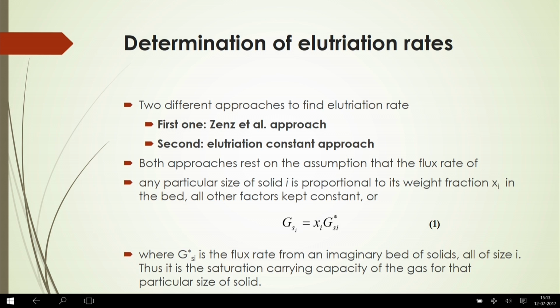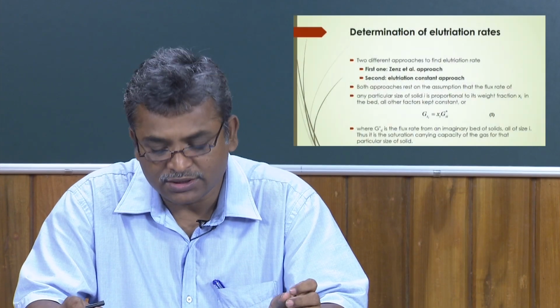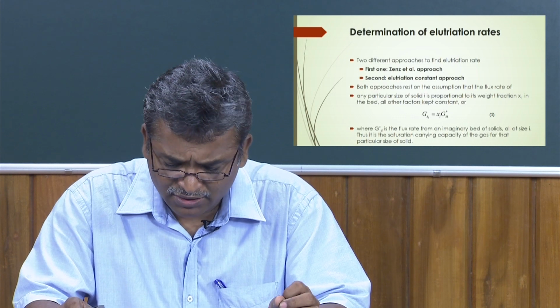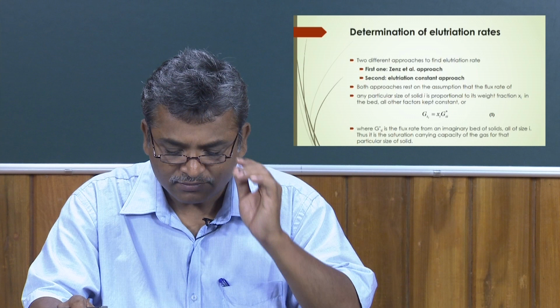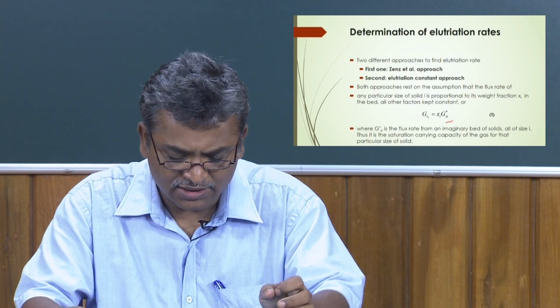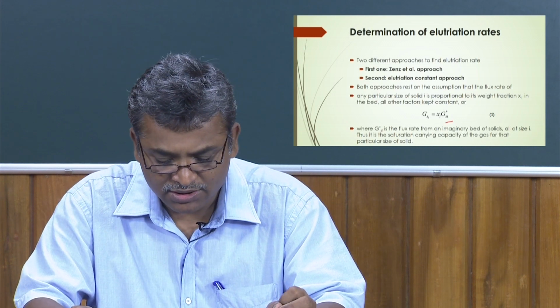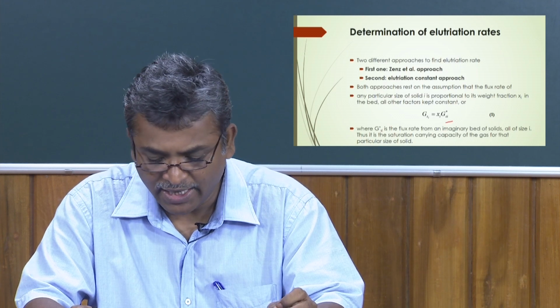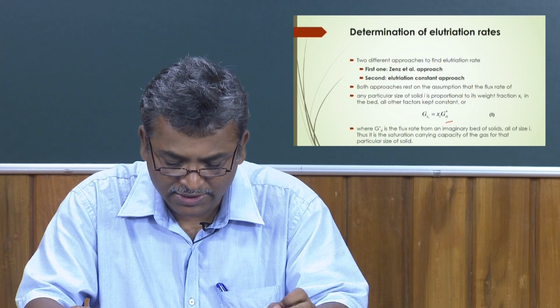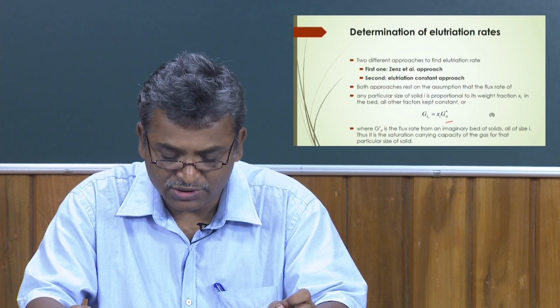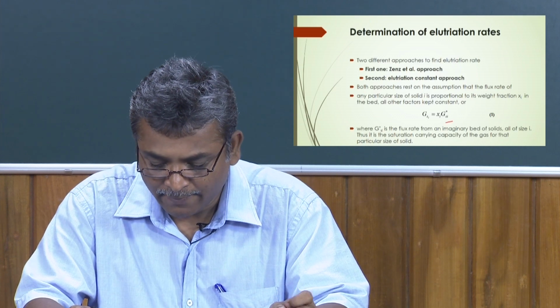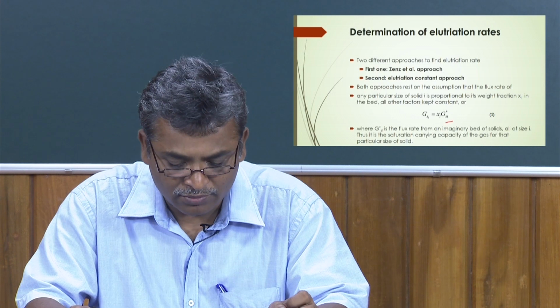For both cases you have to assume that the flux rate of any particular size of solid is proportional to the weight fraction of that particular class of solid in the bed, with all other factors kept constant, and Gsi is equal to xi Gsi*. Here Gsi* is the flux rate from an imaginary bed of solids all of size i, that is, its saturated carrying capacity of the gas, or the dilute exit concentration at a fixed rate, at which that particular size of solids will be coming out from the bed.